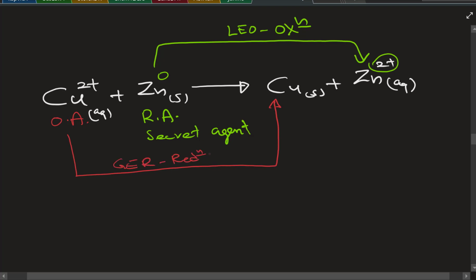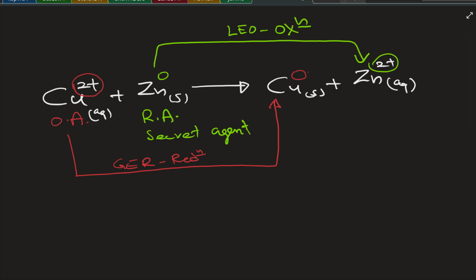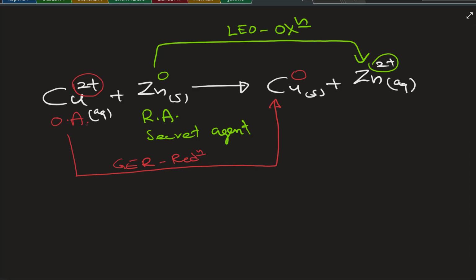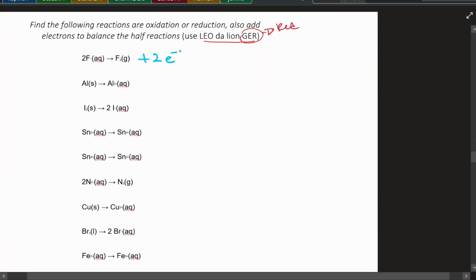Now, if this is the secret agent, the other one is the oxidizing agent. It should be opposite, right? Then it should be doing reduction because it's the oxidizing agent. So that's what's happening. Copper 2 plus becomes copper 0, which is reduction. And the copper 2 plus, the reactant, should be called the oxidizing agent, right? So only for the reactants do we focus on the oxidizing agent and the reducing agent.